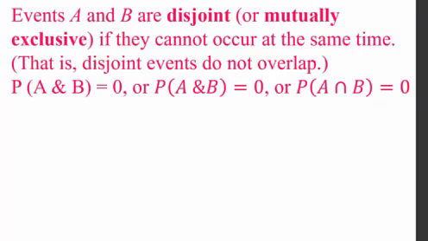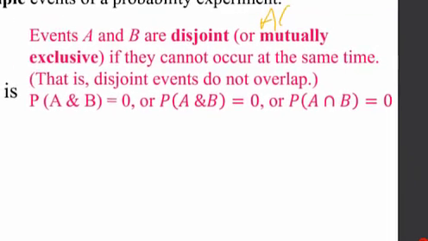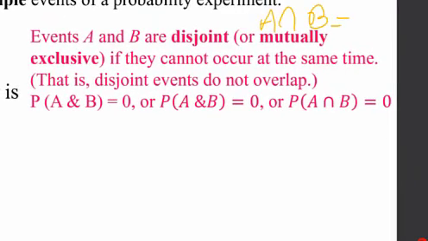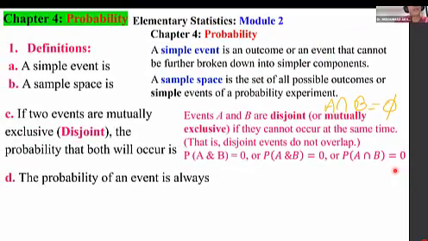In other words, A intersection B is an empty set. Now, this notation is phi, a Greek letter which represents an empty set. Therefore, the probability of A intersection B is 0. The probability of an event is always between 0 and 1.